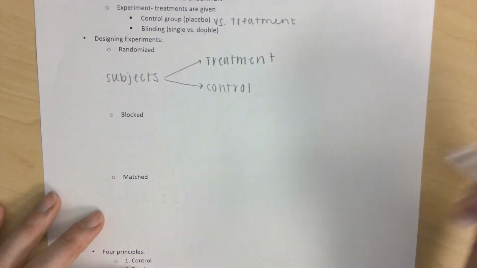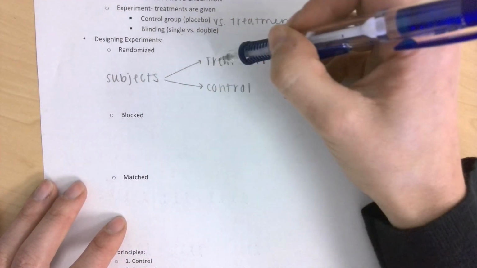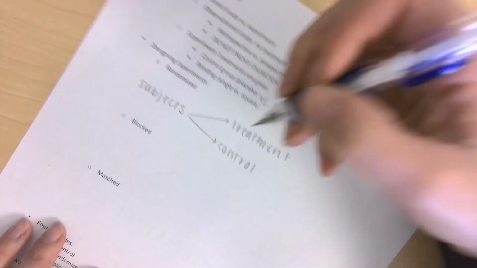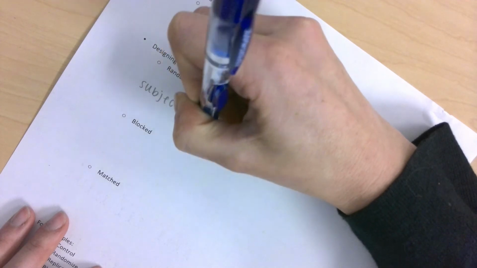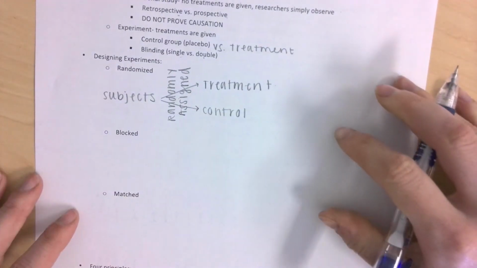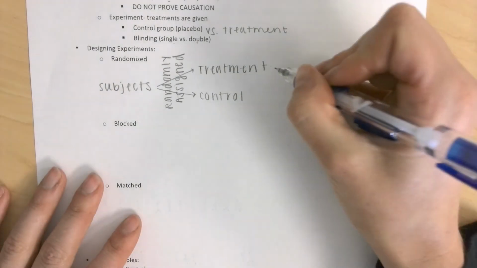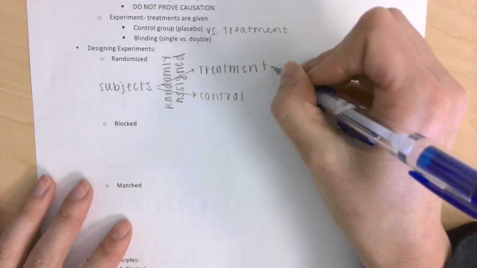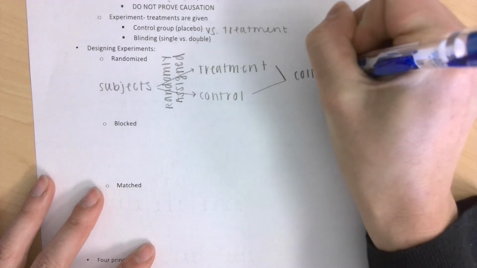One thing that's really important is that we need to indicate that this assignment of whether you get the treatment or the control was random. So we usually wrote in here that this was randomly assigned. We want to make sure that subjects are randomly assigned to either receive the treatment or the control. Once you have your subjects in the two groups, we're going to collect and compare data.